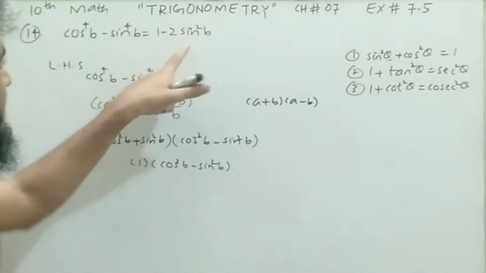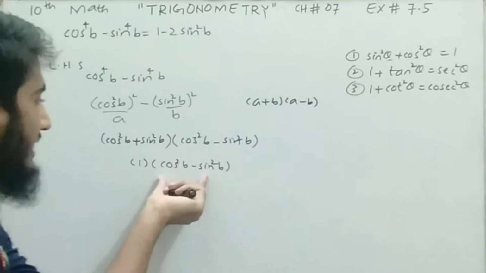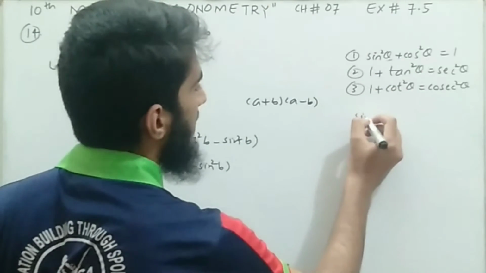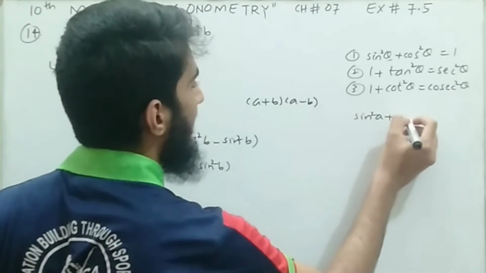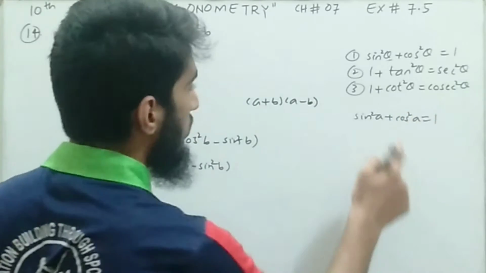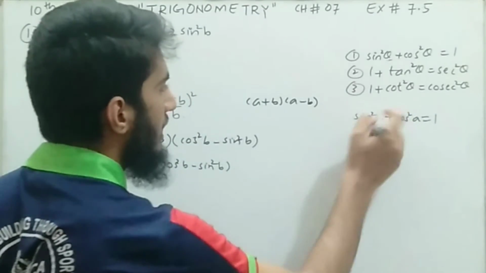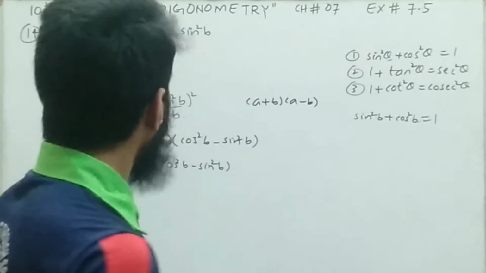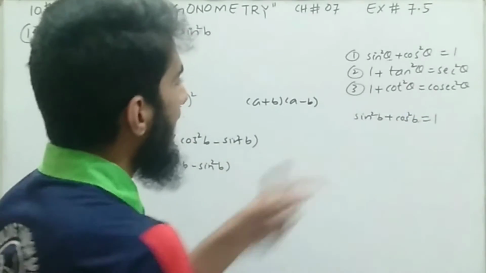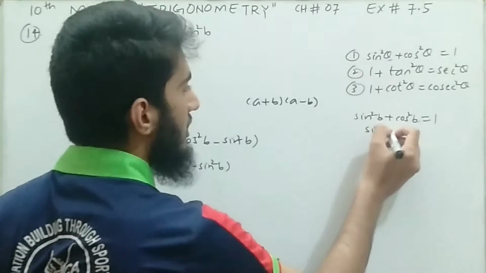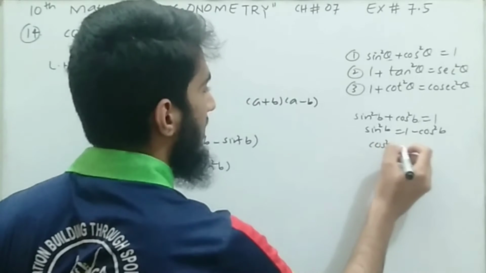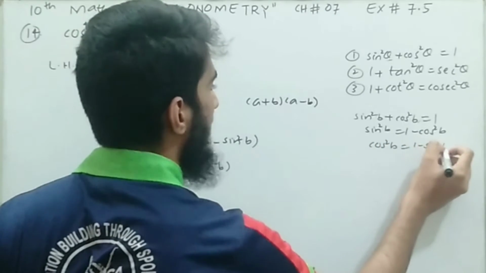Now over here on the right hand side we have sin, so we will convert cos square b minus sin square b into sin. Taking the given formula first, sin square a plus cos square a is equal to 1. Now over here we have not a, we have b, so sin square b plus cos square b. After this we can write sin square b is equal to 1 minus cos square b, and we can also write cos square b is equal to 1 minus sin square b.